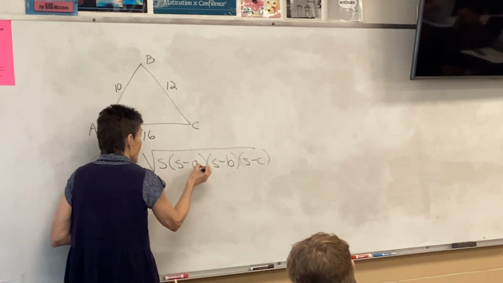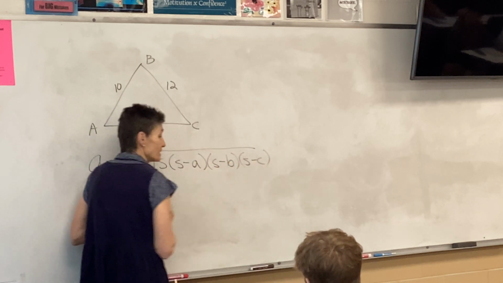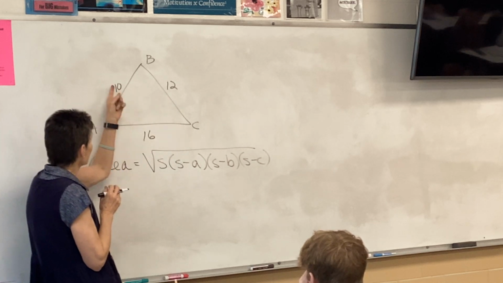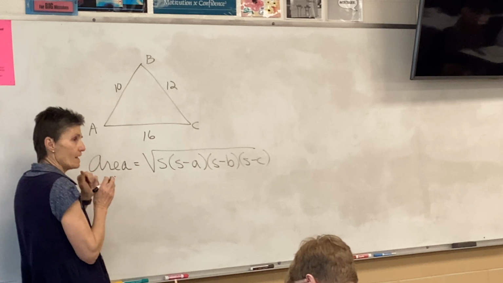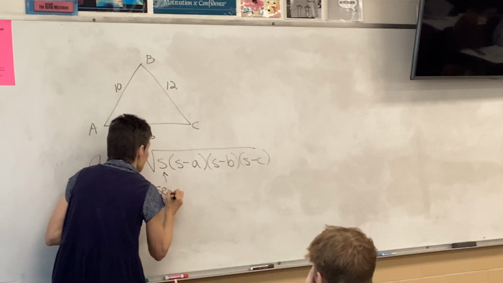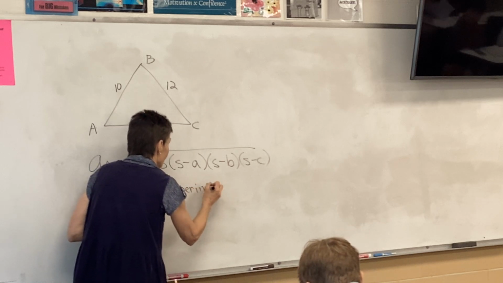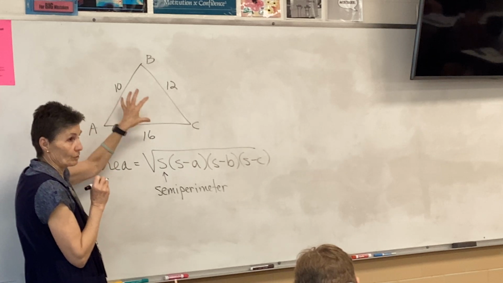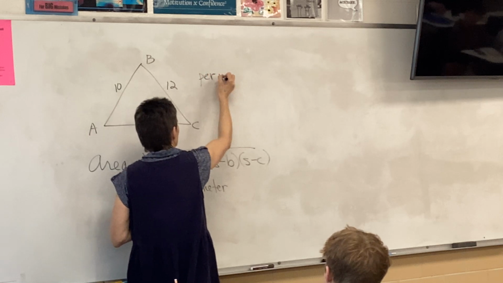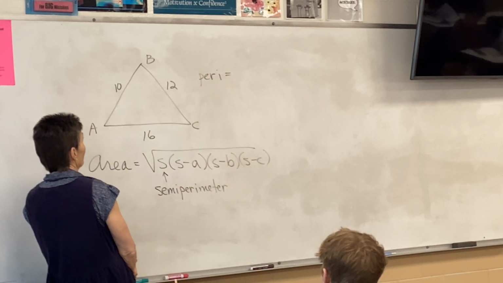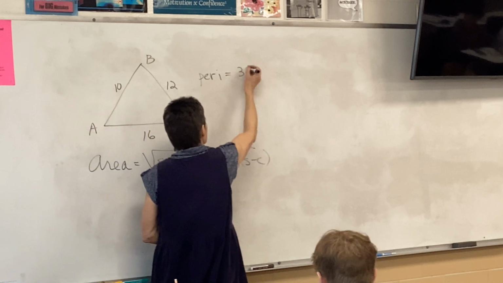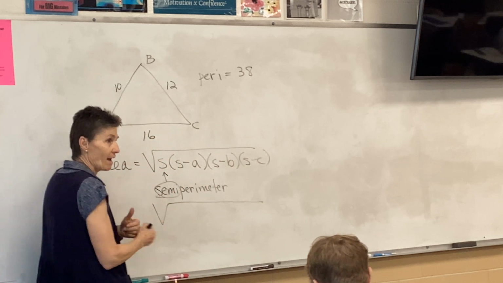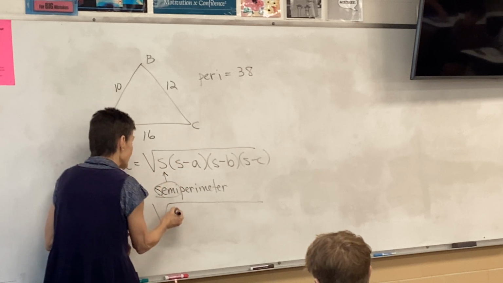Any guesses what the A, B, and C stand for in the formula? The sides of the triangle, right? So this is side A, this is side C, this is side B. So what is this S? S is the semi-perimeter. What is the perimeter of this triangle? The actual perimeter. 38. So the semi-perimeter is half of that, like a semicircle, half a circle. So we're going to have 19.